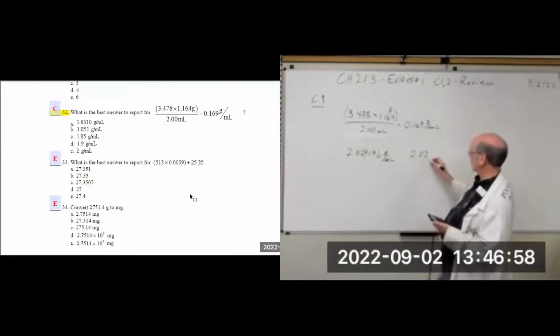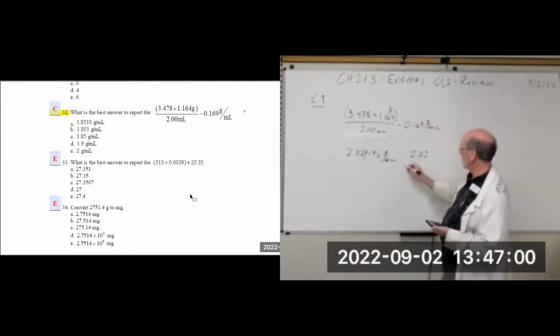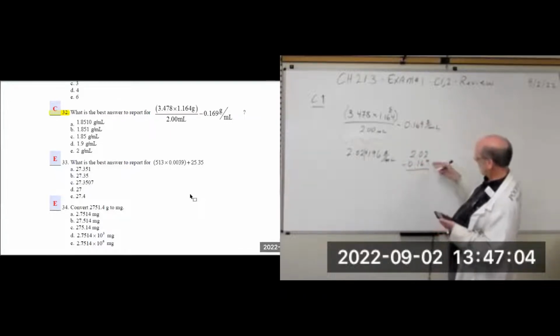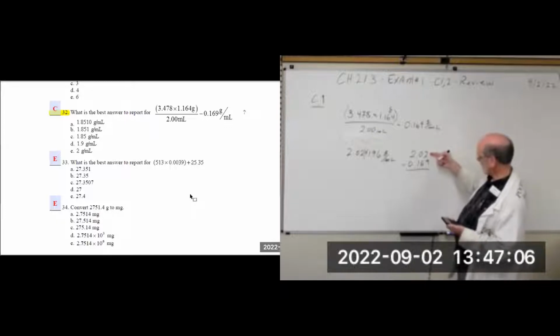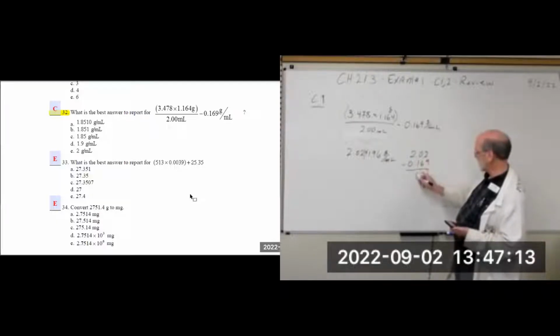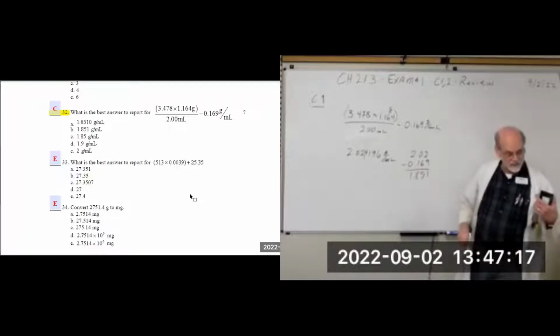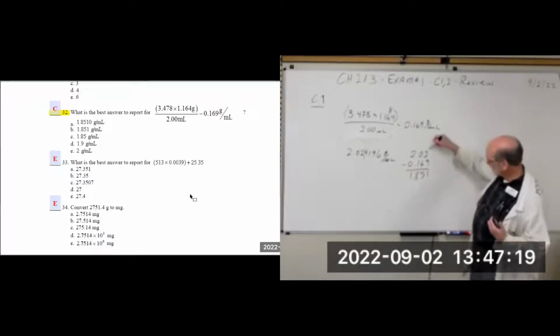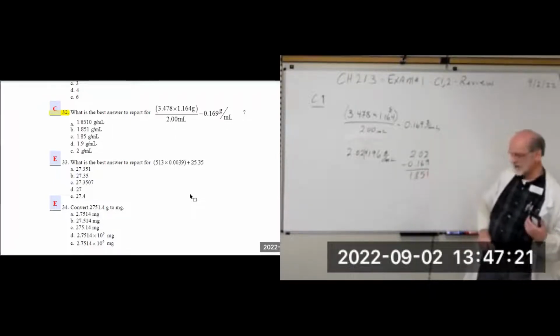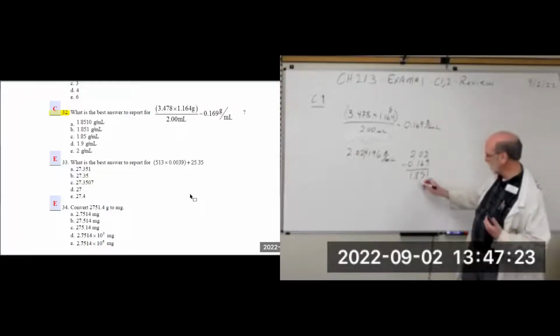2.02 grams per milliliter minus this one, 0.169. 9 from 10 is 1, and 6 from 11 is 5, and 1 from 9 is 8. Left over is 1. 1.851. But the rule says we're limited to that one. So I have to round it to 1.85.